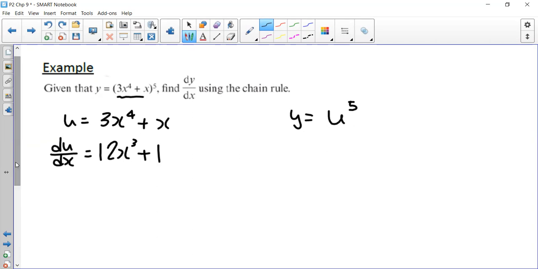On the right-hand side, y equals u to the power 5. Now there is no x in here, and there should be no x. So we'll do dy by du. So u is the variable we're differentiating in here. So it'll be 5u to the power of 4.